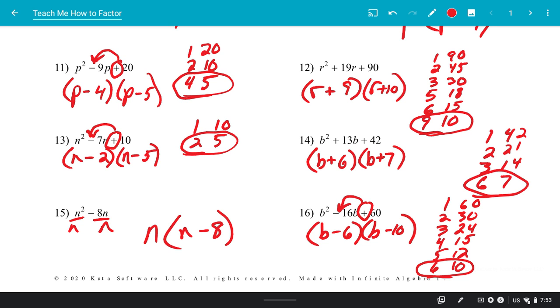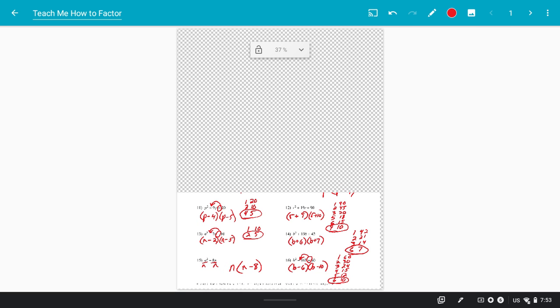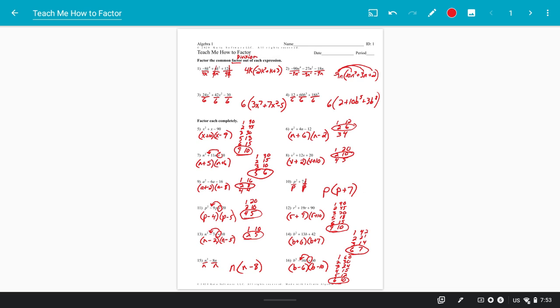Please tell me how many you got right. You know, at the very top, let's get back into the habit of putting how many we got right. So the number right over how many we did, which in this case was 16.